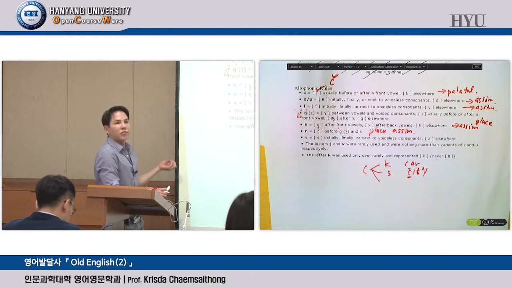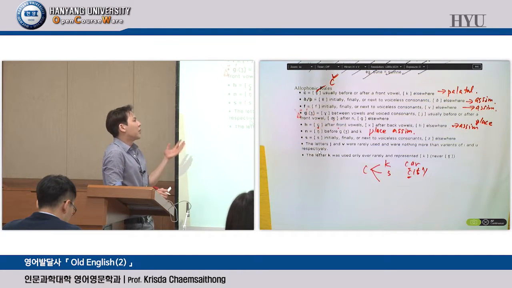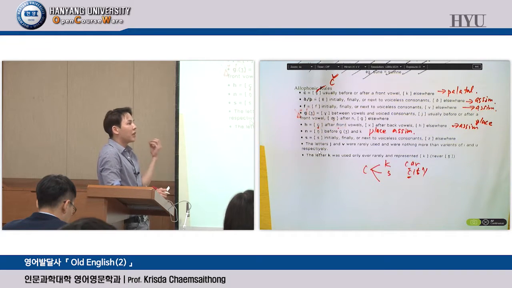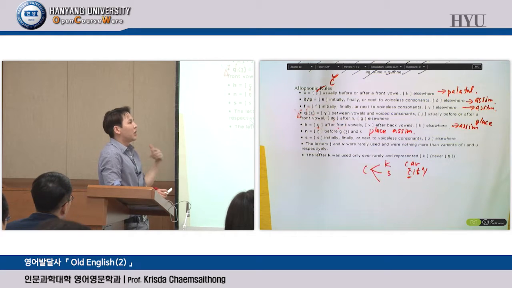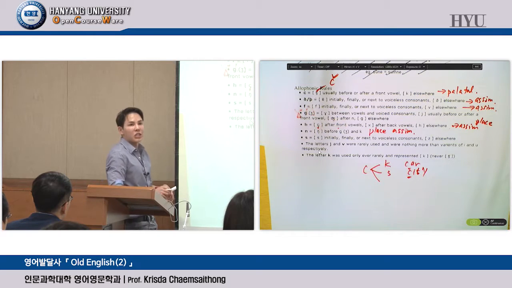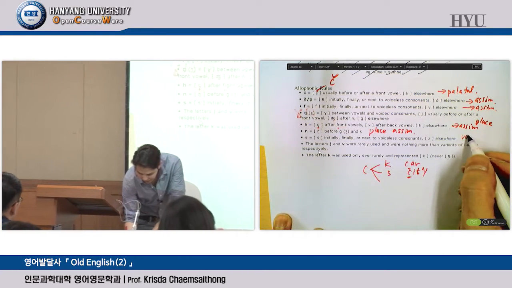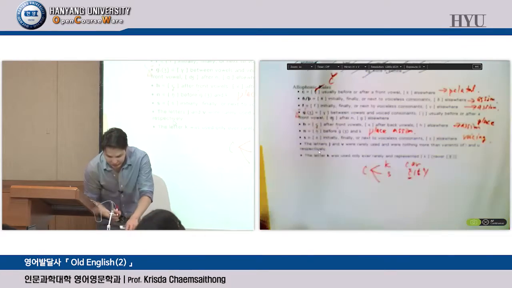Next sound is also commonsensical because we have an S letter, right? S spelling. S is an S, voiceless, when it's in the initial position, when it's final, when it's next to a voiceless consonant, and it will become a Z, the voiced version, when it's close to a voiced sound. So voicing assimilation again. Okay. I'll give you examples in a minute.